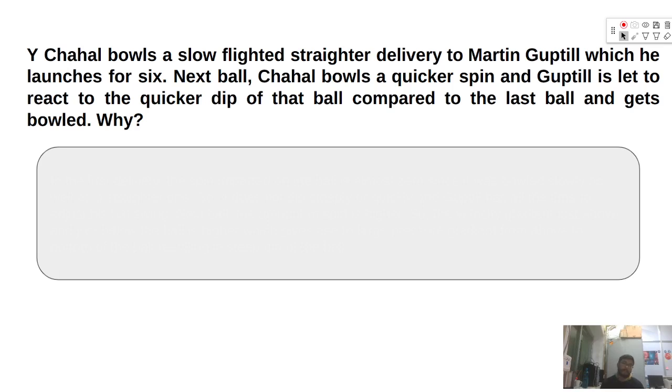Yes. So on the next ball, when Chahal bowls this, he gives some initial spin to the ball. Due to the spin, the ball experiences a downward force, and because of that it goes down and deceives the batsman. So that is the reasoning I can come up with.